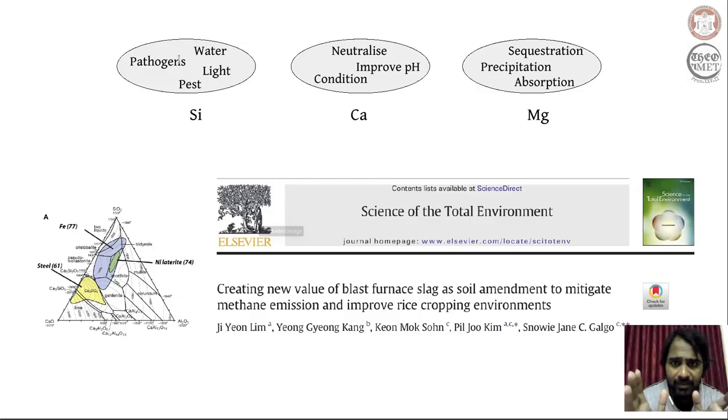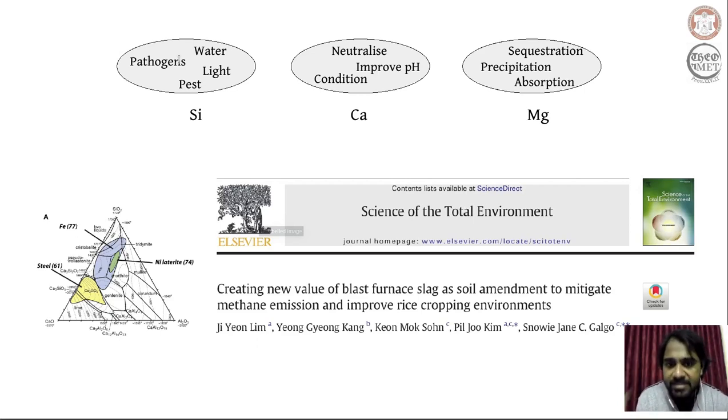Now besides that, it is also shown that the blast furnace slag is able to absorb the methane that gets emitted. The reason methane gets emitted is primarily because when you have a field, particularly one wherein rice grows, the microbial activities tend to generate methane.